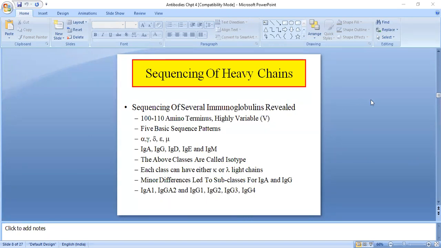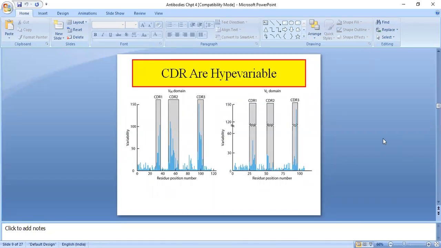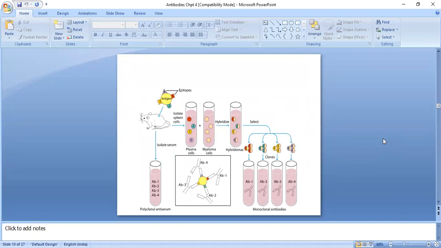This is the basics of an antibody. Depending upon the types of heavy chains, there are different types of antibodies. We will discuss all those antibodies in our next class.